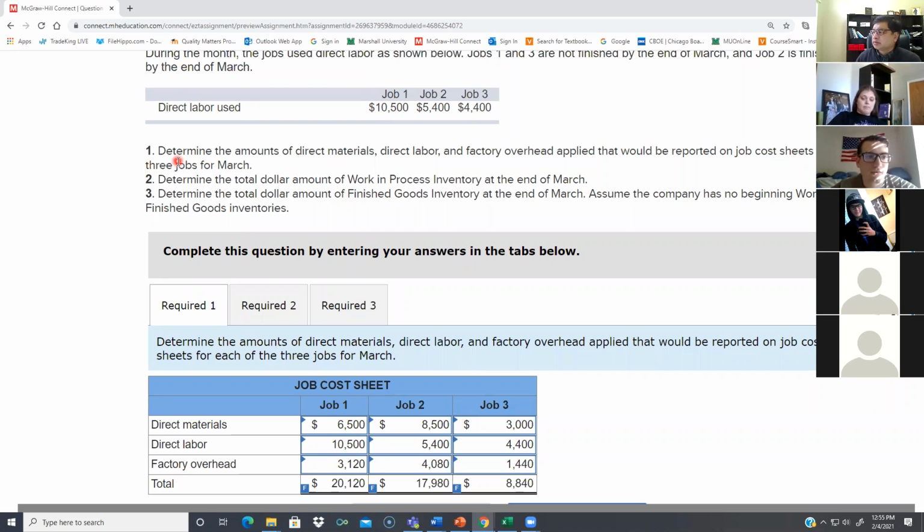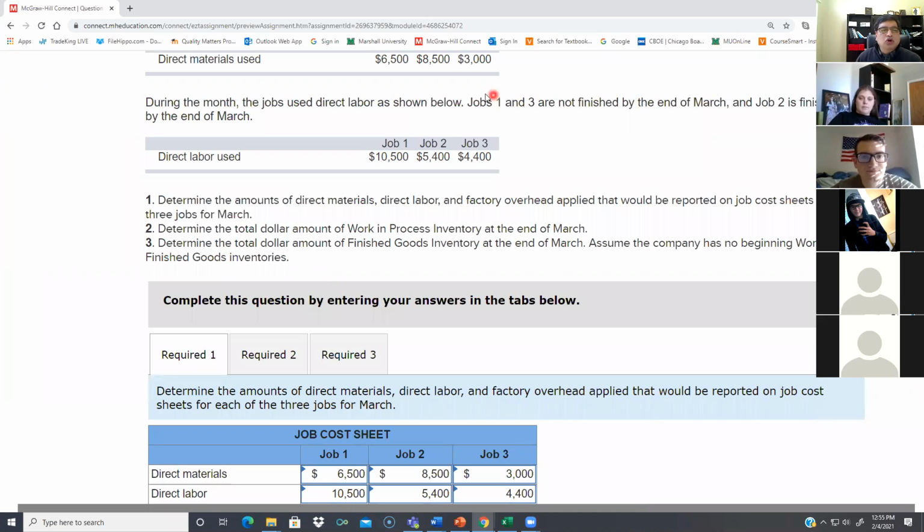Any questions, please? Okay. So next, it tells you jobs 1 and 3 are not finished by the end of March. What does that mean? It basically means the jobs have not been finished. That means it's in work in process. Job 2 is finished but not sold. That means it is in finished goods inventory by the end of March.